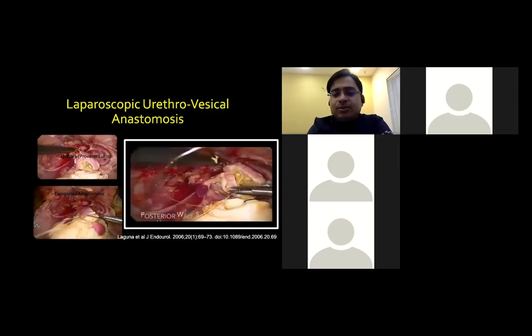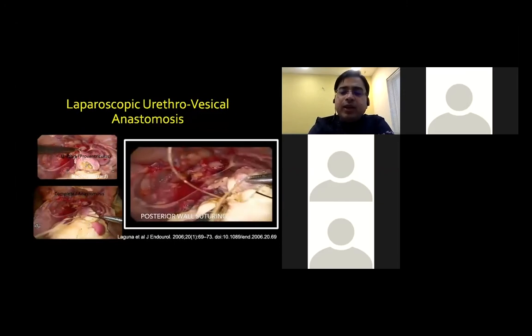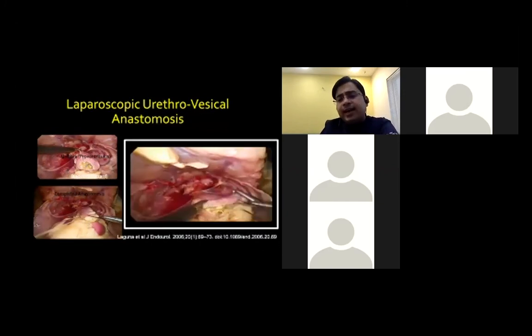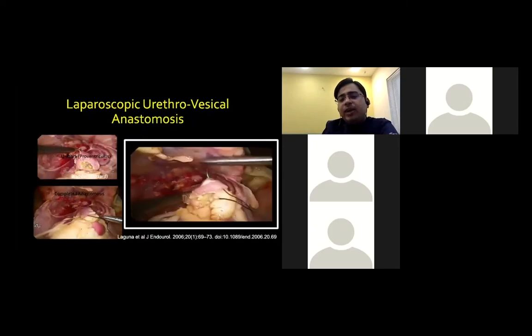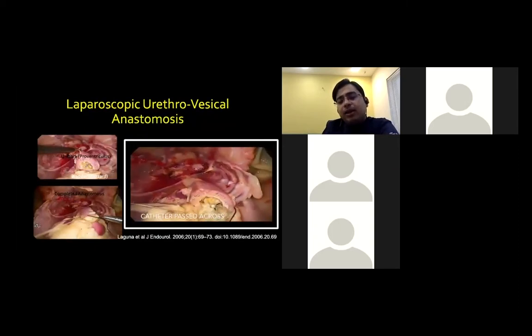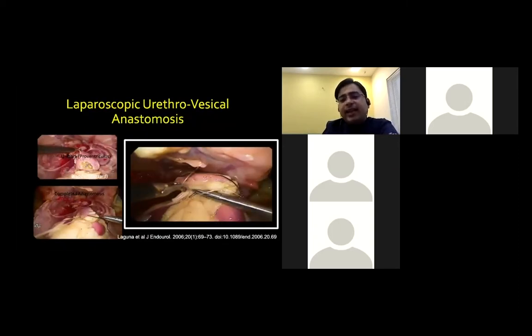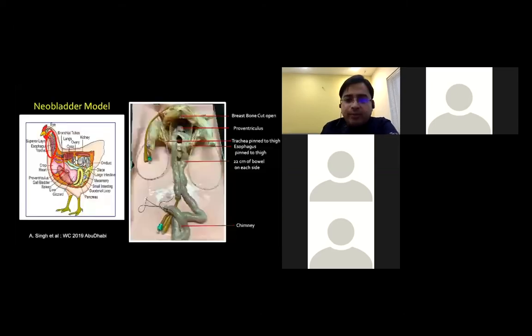Then you start suturing with the bidirectional needle. Start at 6 o'clock in the midline. First enter the gizzard and then sequentially keep on taking sutures bidirectionally to complete the posterior plate, pass a catheter, and then complete the anterior plate.